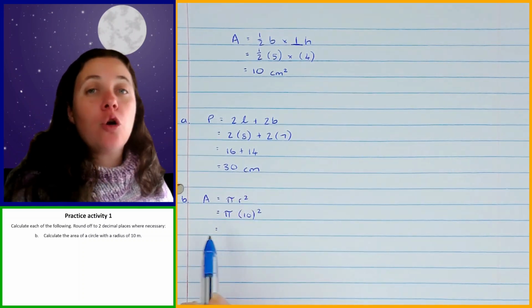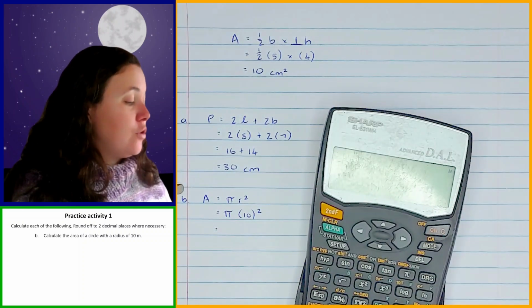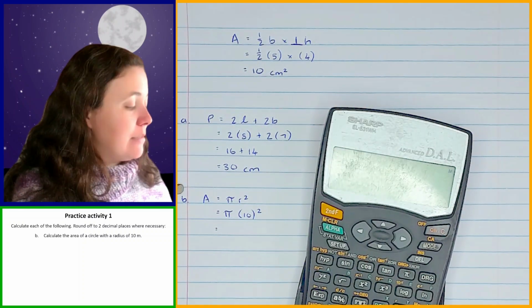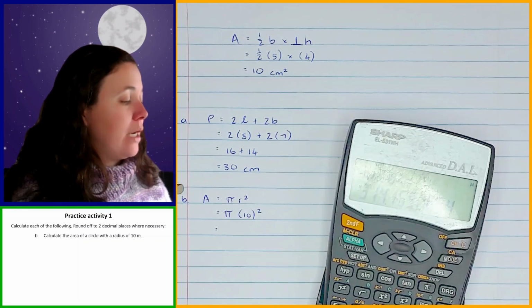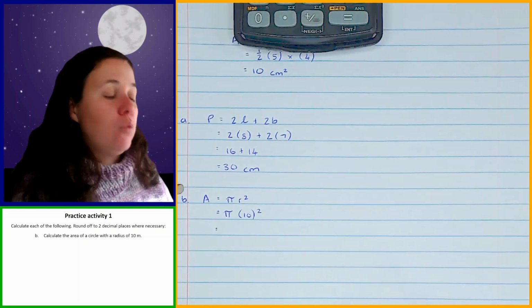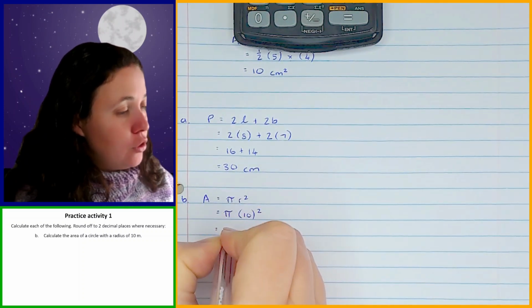Now this one I can't do in my head. I need to use a calculator because whenever you're working with pi, you have to use a calculator. So it's pi times 10 squared. That gives me 314.16. And the instruction you were given was to round off to 2 decimal places where necessary. So that is why I'm rounding this off to 2 decimal places over here.